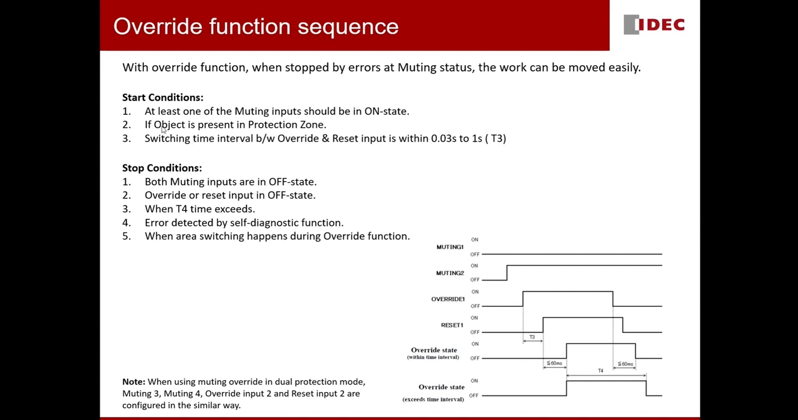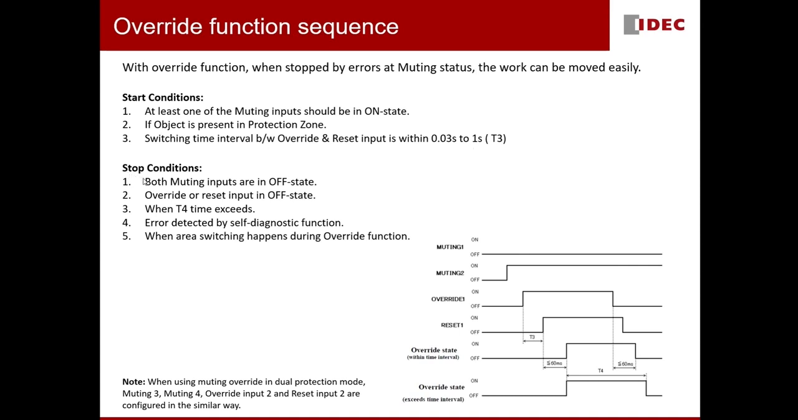The start conditions of override are basically 3 major conditions. At least one of the muting inputs should be in on state, muting 1 or muting 2, either one. Then, if an object is present in the protection zone, this is one more condition. The third condition is the switching time interval between the override and the reset, that is T3. It should be within the time interval of 0.03 to 1 second. Again, this can be set with the help of SLS Designer.